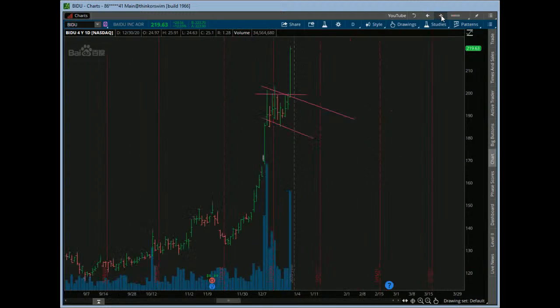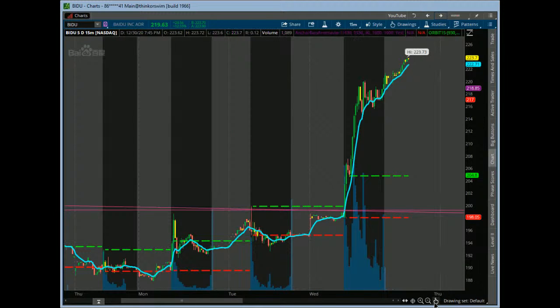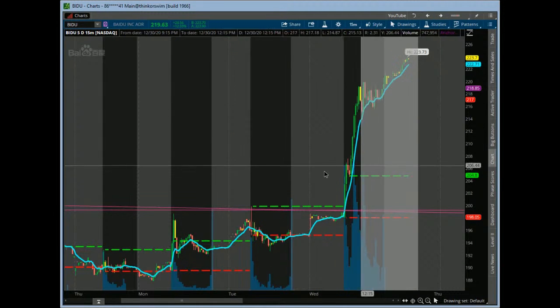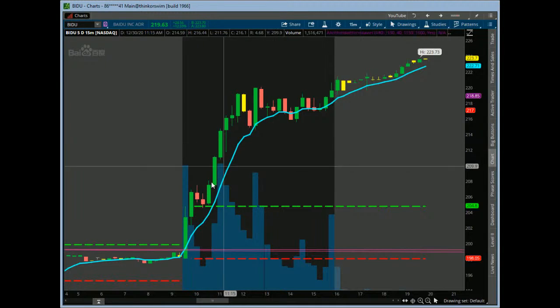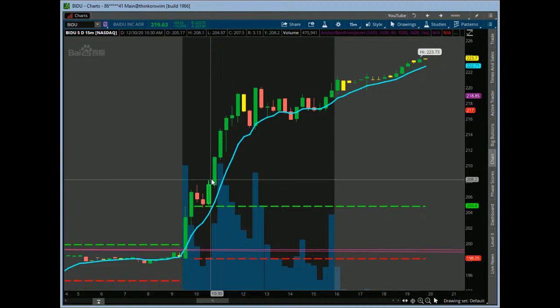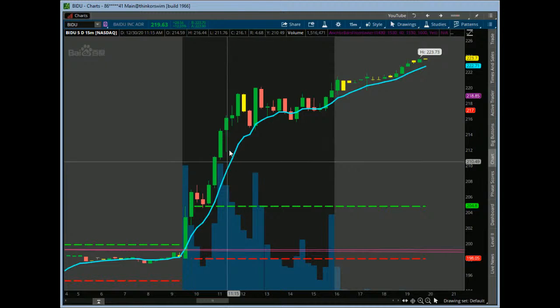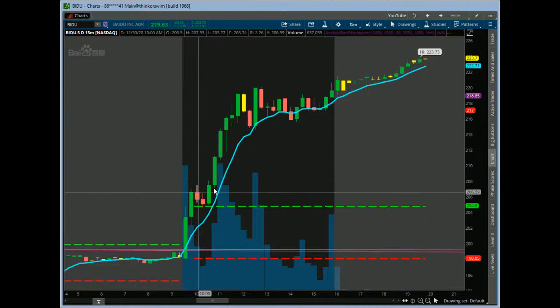Baidu, I know, really incredible move today. This is one that we pointed out in the live stream. I actually tried to get in this and missed my entry today. It happens, but I don't like to chase things, right? So I was looking here off of this breakout candle. I really liked a little bit of a retrace in here. I was trying to get in. I think it was, I can't remember which one it was, like 225 calls or something like that.